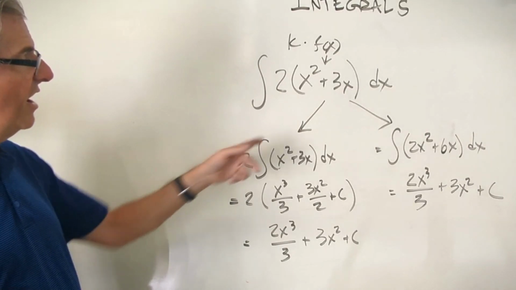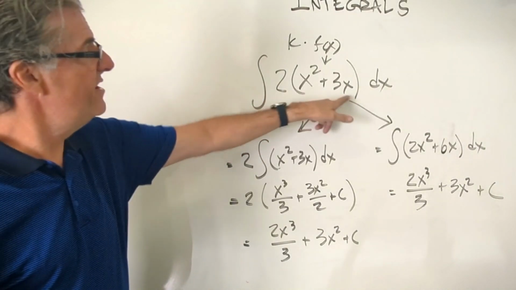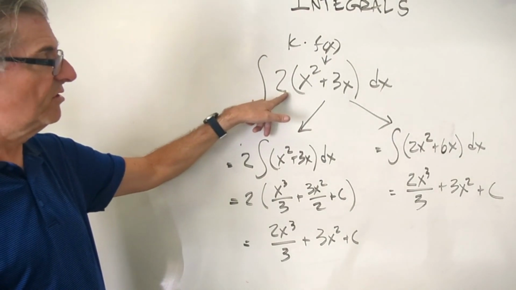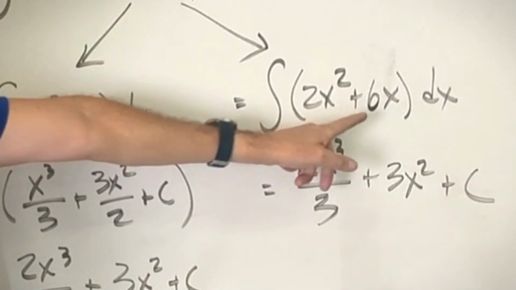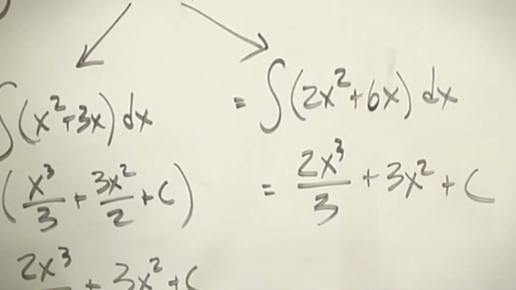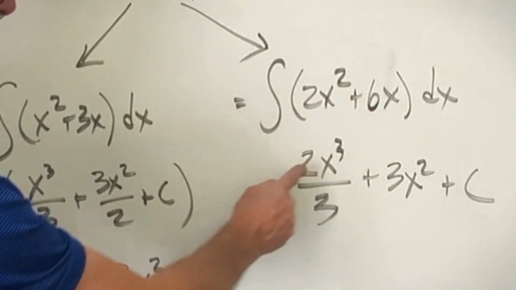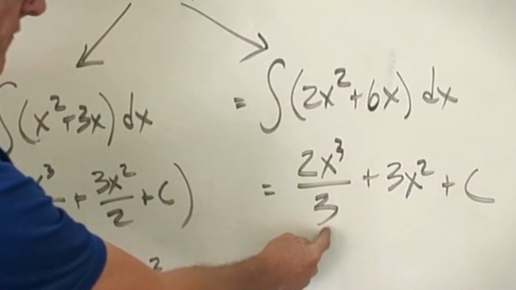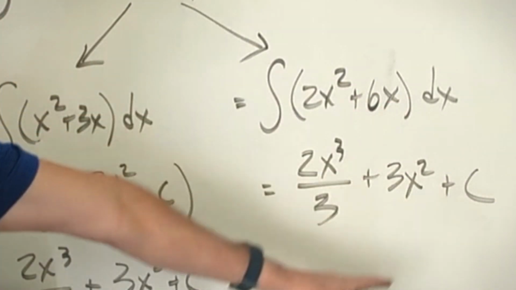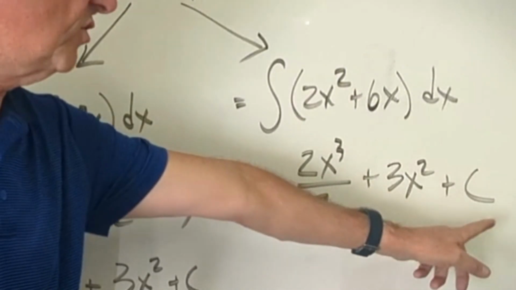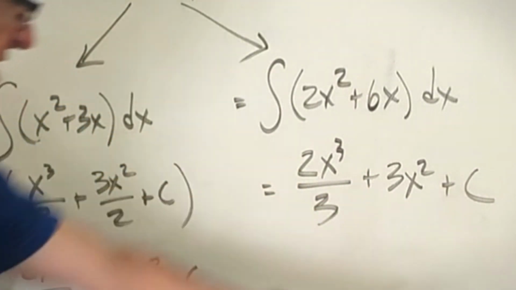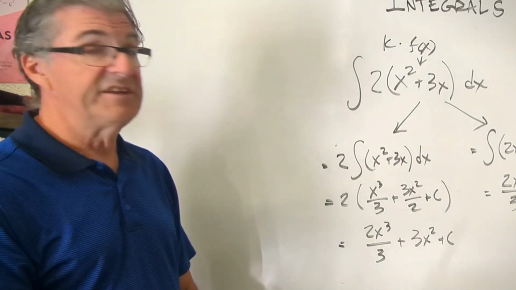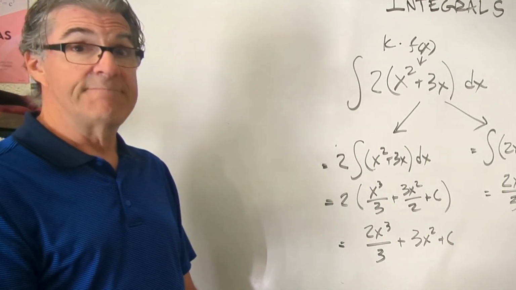Now the other route is I could go ahead and multiply my binomial here, my x squared plus 3x, by 2 before I take the integral. So that ends up giving us 2x squared plus 6x. Now I can take the integral of this expression and I'm going to get to the same spot. The integral of 2x squared is 2x to the third over 3, and the integral of 6x is going to be 3x squared. And then of course I bring my plus c down and I have the same result. So I'm using two different methods, two different approaches to do the same problem.